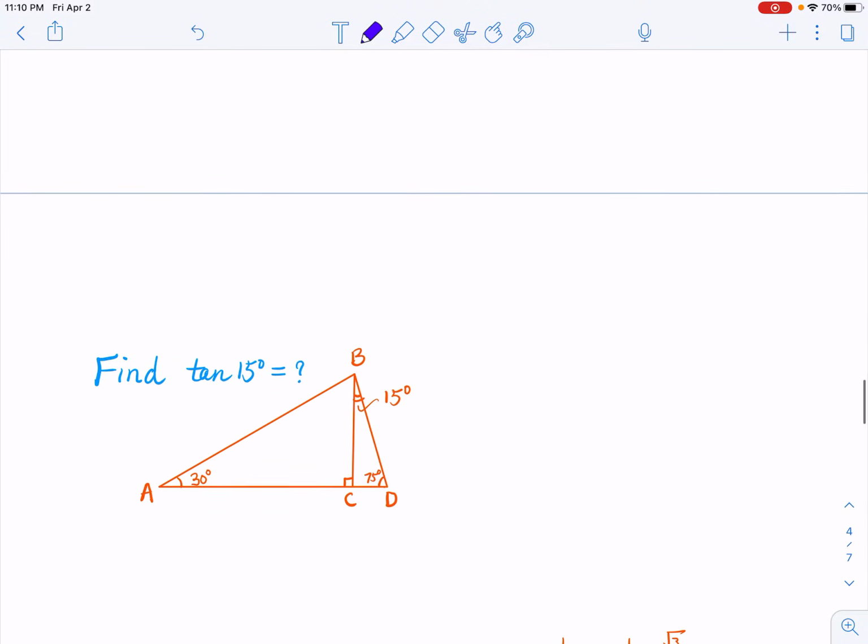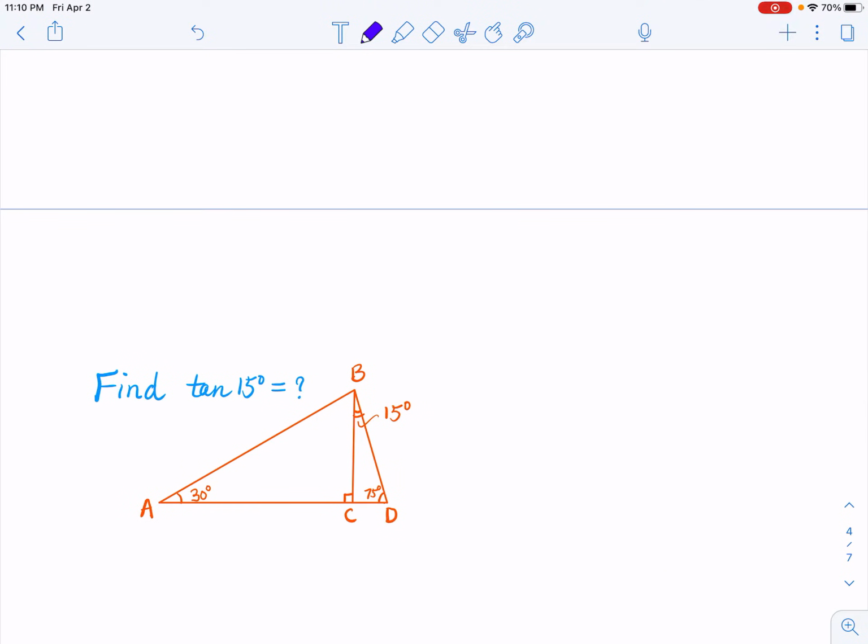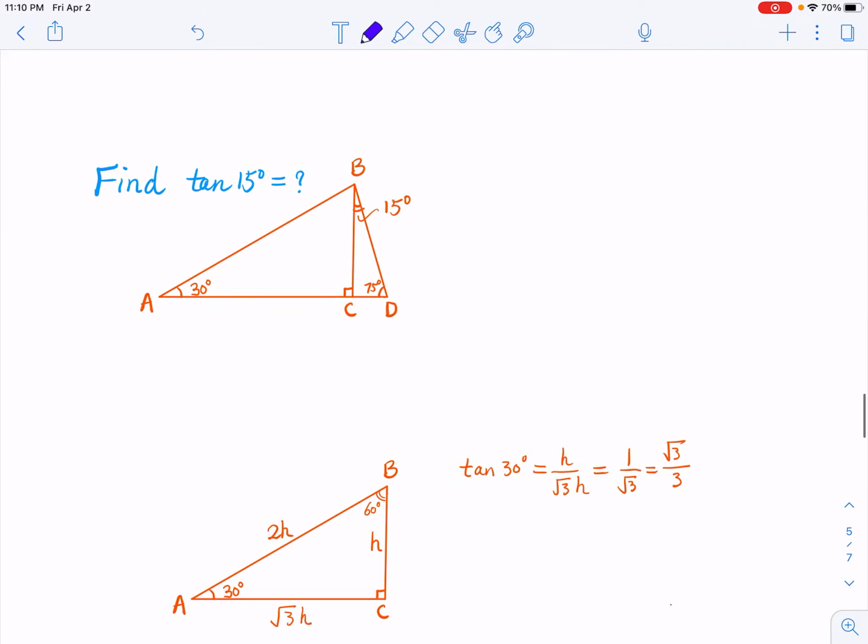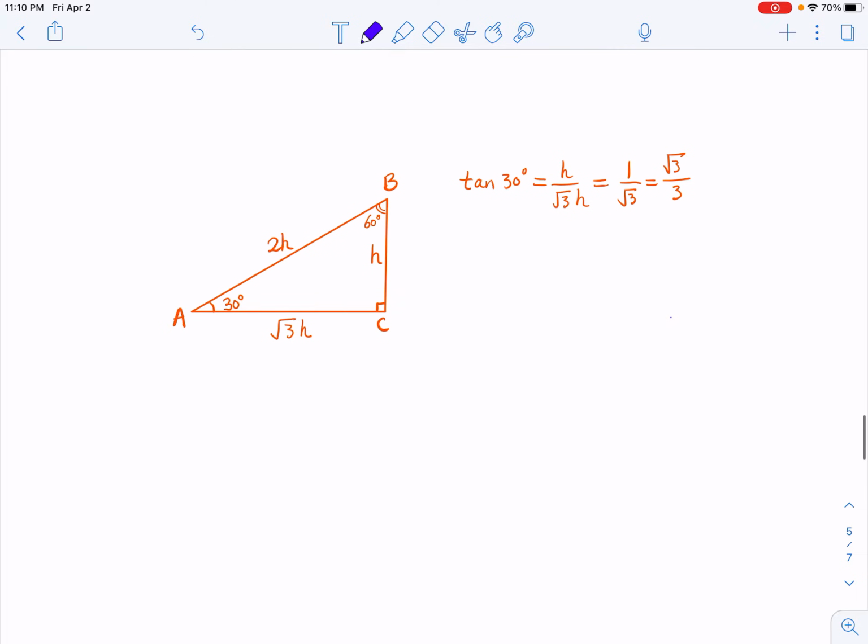Okay, today we're going to look at the problem of finding tangent of 15 degrees. So how do we go about finding that? Let's first recall a special triangle, which is a right triangle with one angle being 30 degrees. In this diagram, the angle A is 30 degrees, the angle B is 60 degrees.